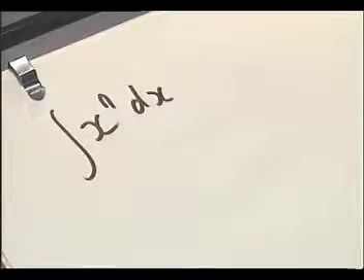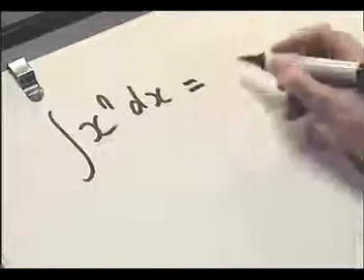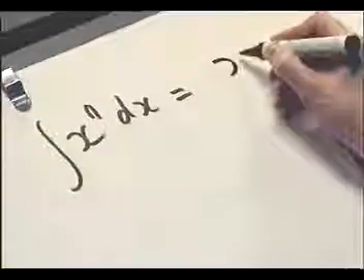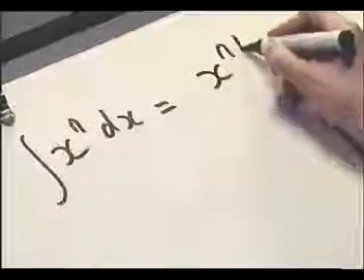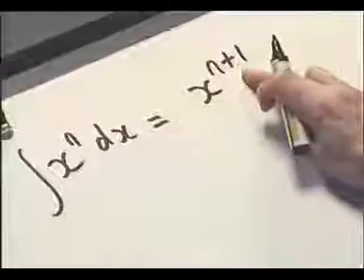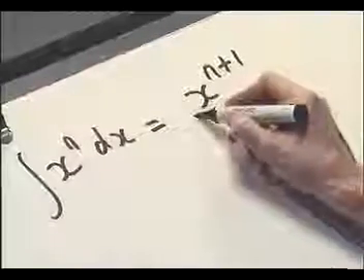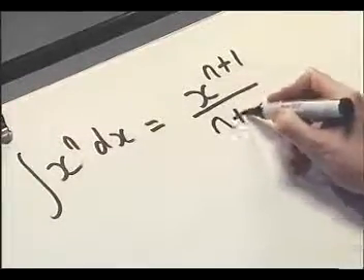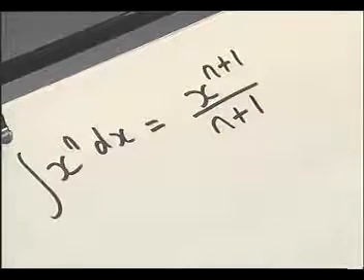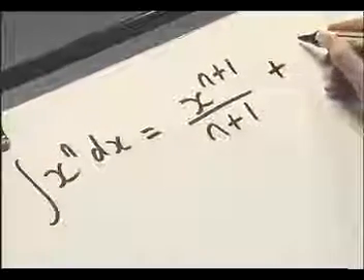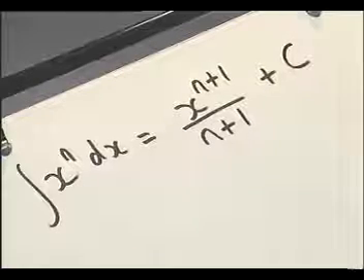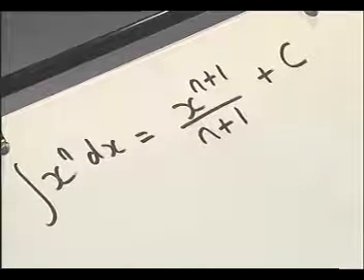respect to x. To do this, we take x to the power n plus 1. So we've added 1 to the index and then we divide by the new index. We must remember to add on a constant of integration, c.